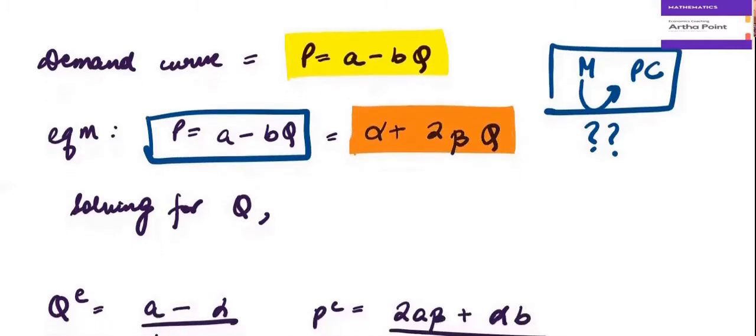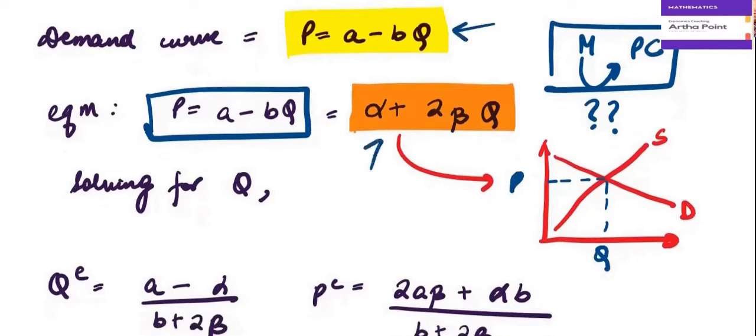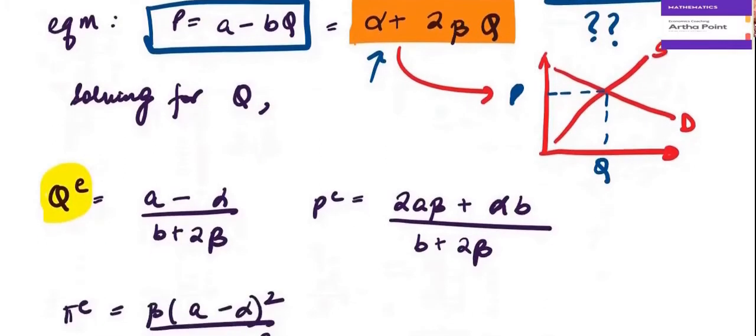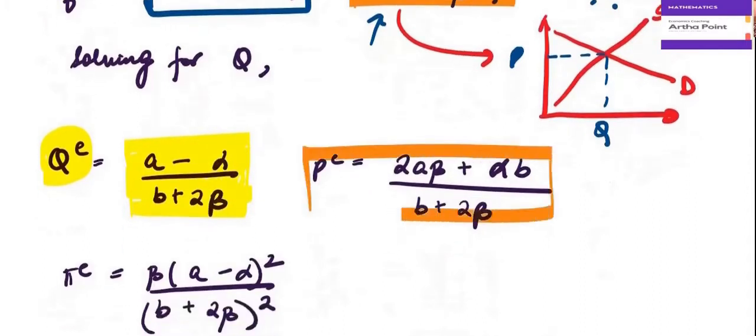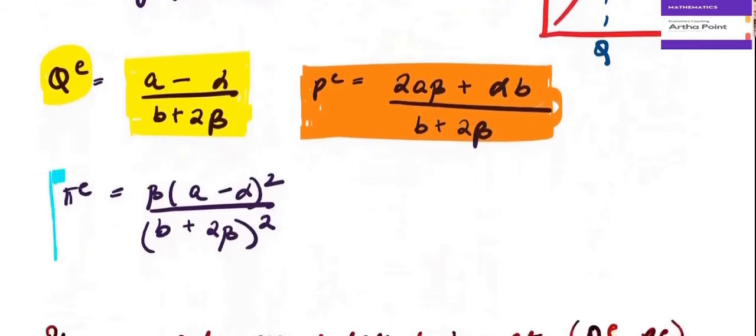If I have to solve for what happens in the market, I equate the demand in the market to the supply in the market. By equating demand equal to supply, I get some price and some quantity in the market. When I equate demand to supply, we get this equilibrium quantity: A minus alpha upon B plus 2 beta. And the equilibrium price that I have got is 2A beta plus alpha B upon B plus 2 beta. And the equilibrium profits that I have got are these.